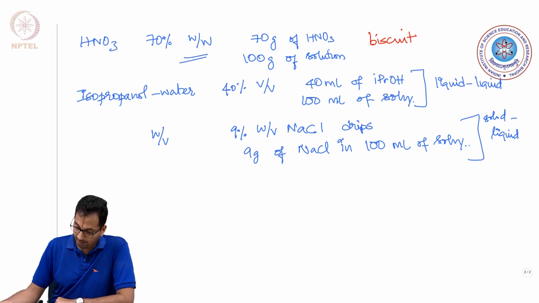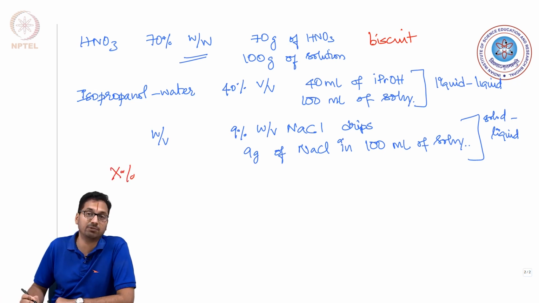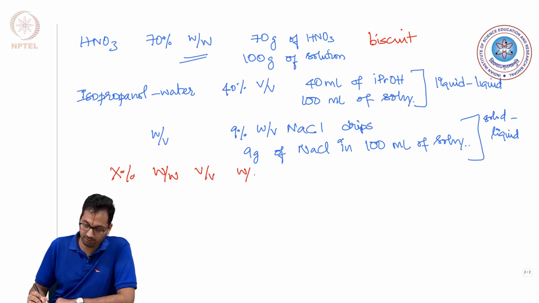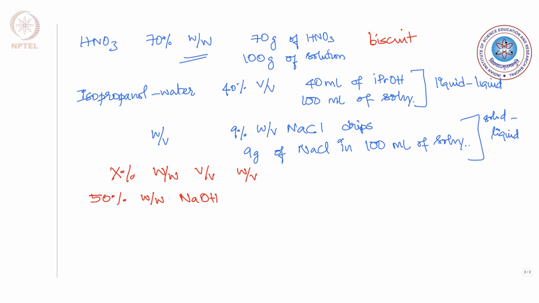Okay, now that we have seen it, one has to be very careful when something is defined as, okay, I am giving you X percent of something. This makes no sense unless you say it is a weight by weight, that is a mass percent, or a volume percent, or a weight by volume percent. Let us take an example here yet again, 50% weight by weight NaOH has a density of 1.53 grams per ml.